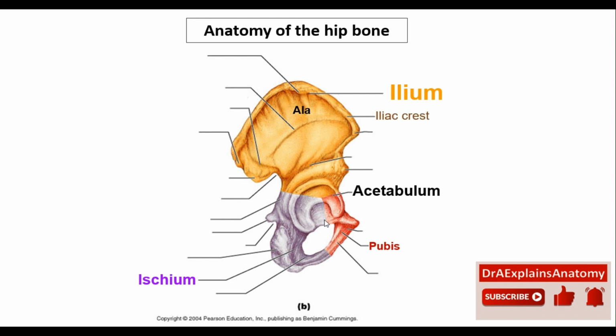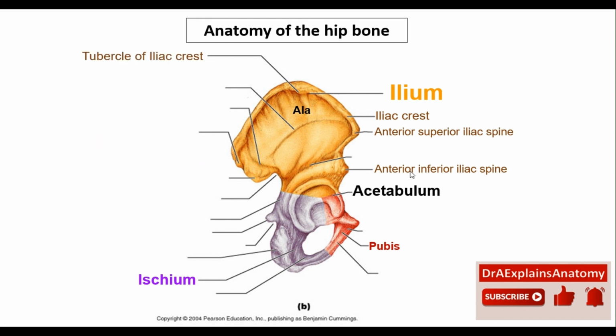This is the iliac crest. This is the anterior superior iliac spine, whereas this is the anterior inferior iliac spine. Both are anterior because the pubis will help you identify the anterior aspect. One is superior and one is inferior.